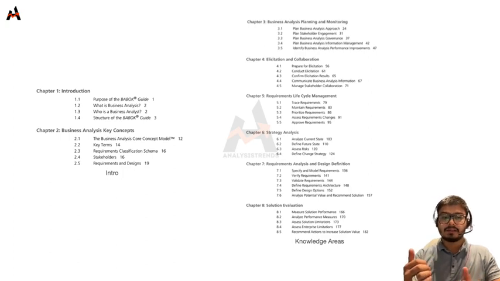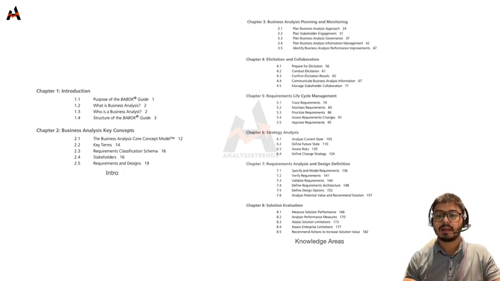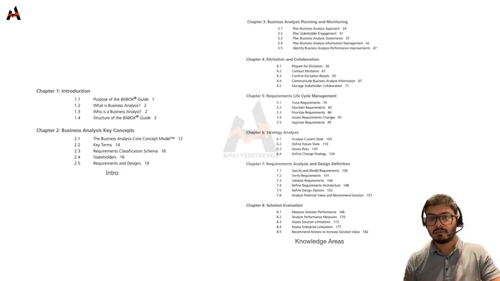Now the second chapter is more related to a basic understanding, a prerequisite to understand business analysis concepts. The second chapter covers the core concept model, that is the BACCM, then the key terms, then the requirements classification schema, like what kinds of requirements we have, who the stakeholders are, and the basics of requirements and design. So chapter 1 and chapter 2 are very generic, relate to the introduction part, and will be a foundation for you to understand the whole BABOK guide from there.